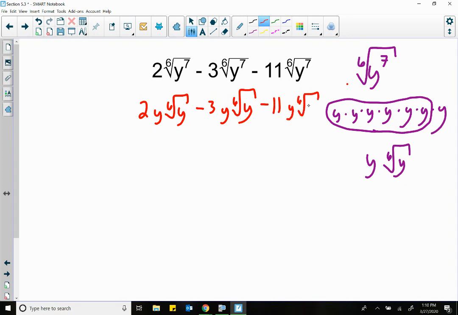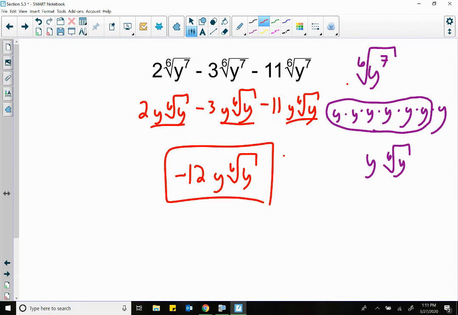6th root of y. Do all these still match as they did in the beginning? You bet. They're all y 6th root of y's. So I can put all these together. And it is okay to have a negative number in front of a radical. So what's 2 minus 3? Well, that's negative 1. And negative 1 minus 11 gives us negative 12 y 6th root of y.